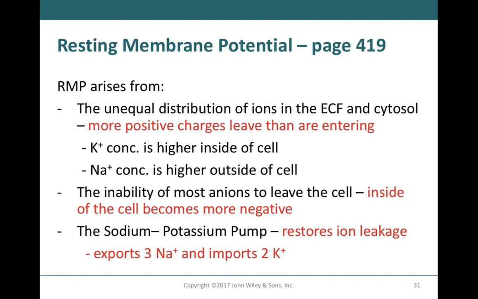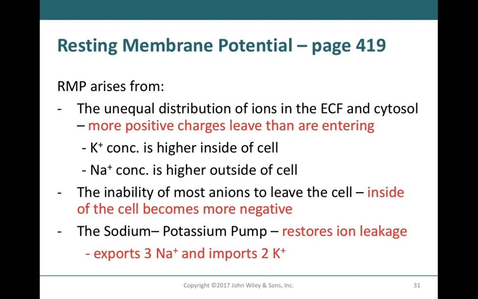We have these different gradients that need to be maintained, and this is why those gradients need to be maintained. We have to have these gradients in order to give us this resting membrane potential. And we're going to use this resting membrane potential to fire signals. When we start changing the membrane potential around, that's going to help to fire signals and action potentials down the axon.